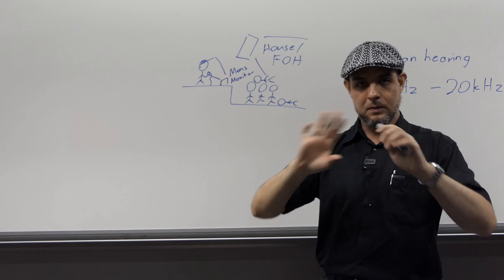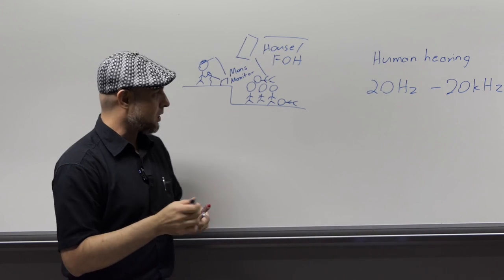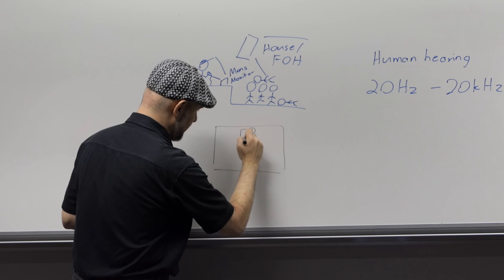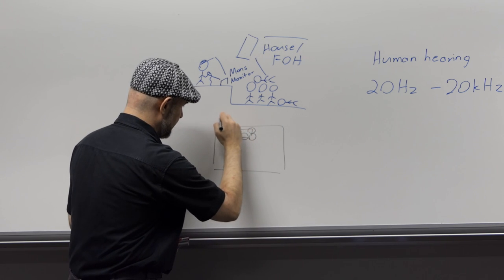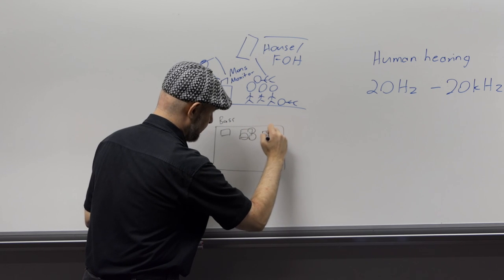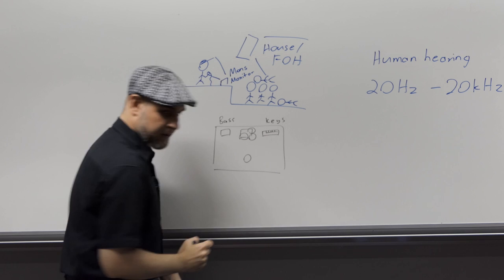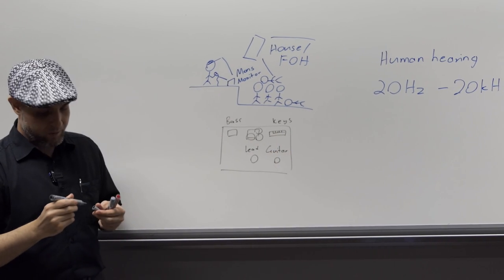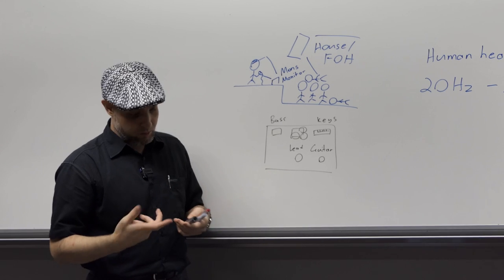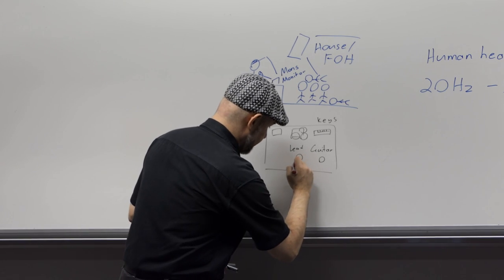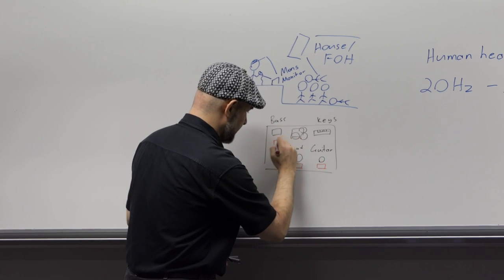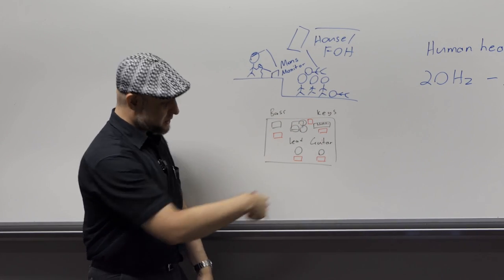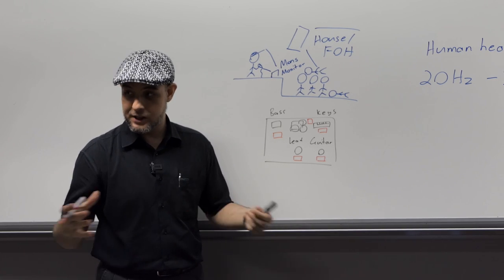In a typical band situation, you will have different monitors on the stage. So let's say we have a stage. We have drums, maybe we have bass, we have keys, we have a lead singer, and maybe we have a guitar player. Each of these people needs to be able to hear. So you have a speaker here, a speaker here, speaker here, and then if the drummer's lucky, we'll have one there. Each of these people needs to hear a specific combination of sounds.